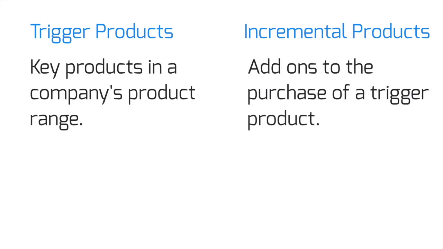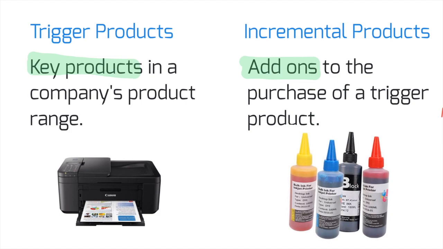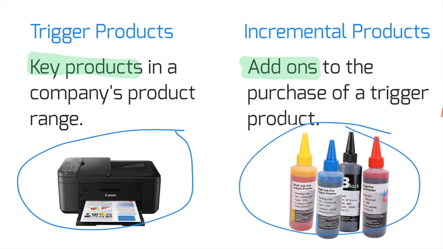Now we're going to talk about the two key product types. Trigger products are key products within a company's product range, whereas incremental products are add-ons to the trigger product. There are various examples for this. A printer would be a company's trigger product because it's one of the key products that they offer, whereas printer ink is used for this trigger product, but you would never buy ink by itself.